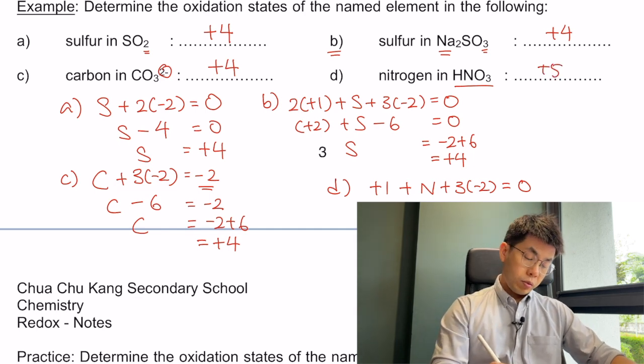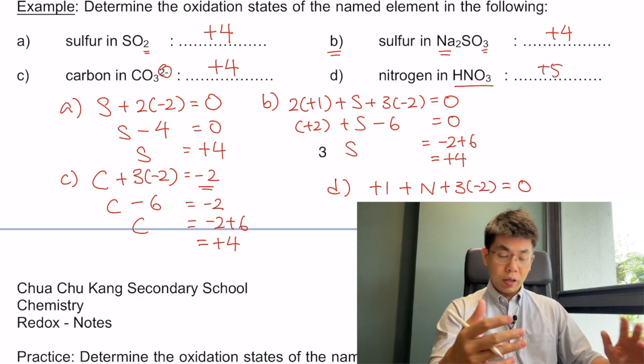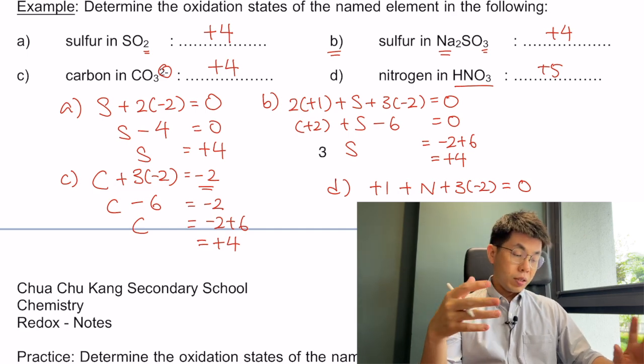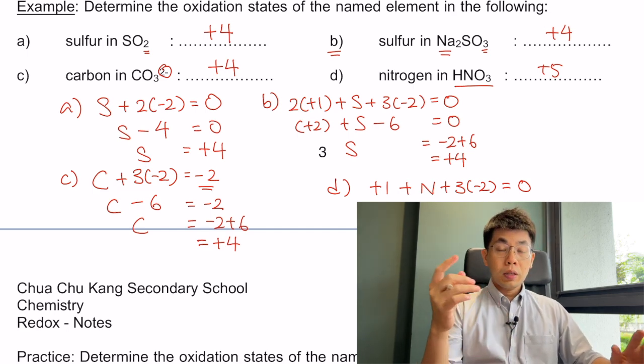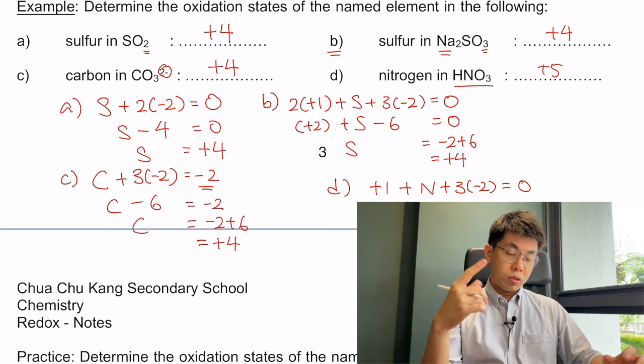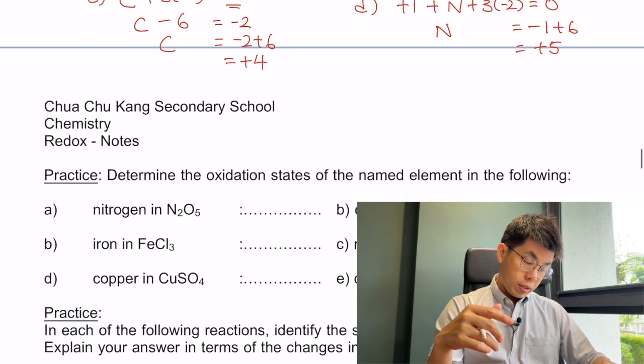Alright, I hope this set is okay for you. Just remember oxygen is -2 generally. Sodium is group 1, so it's +1. Hydrogen is +1. Okay, let's look at some others.